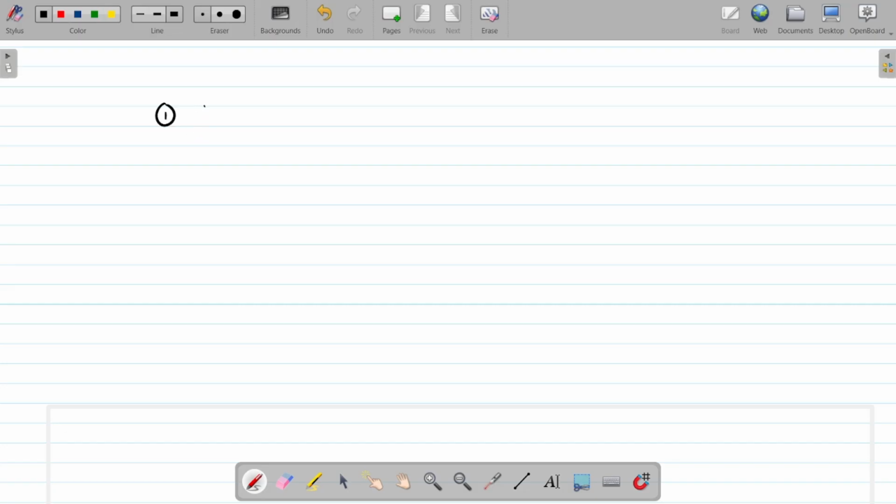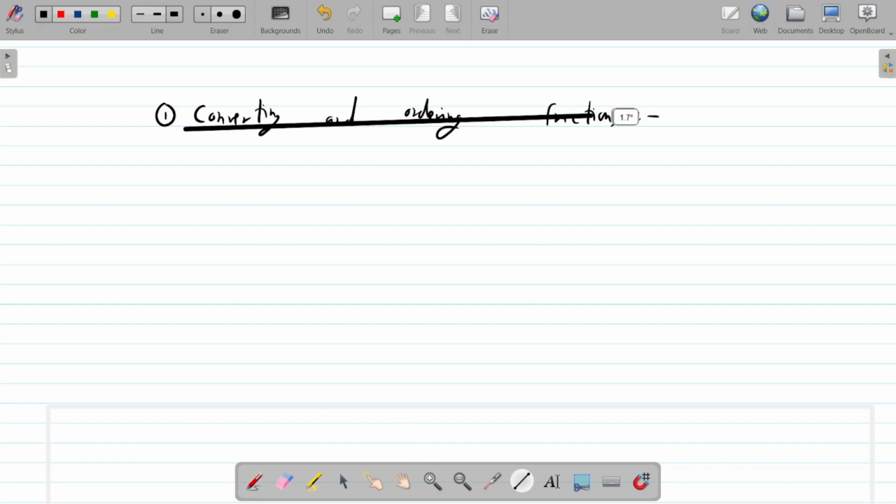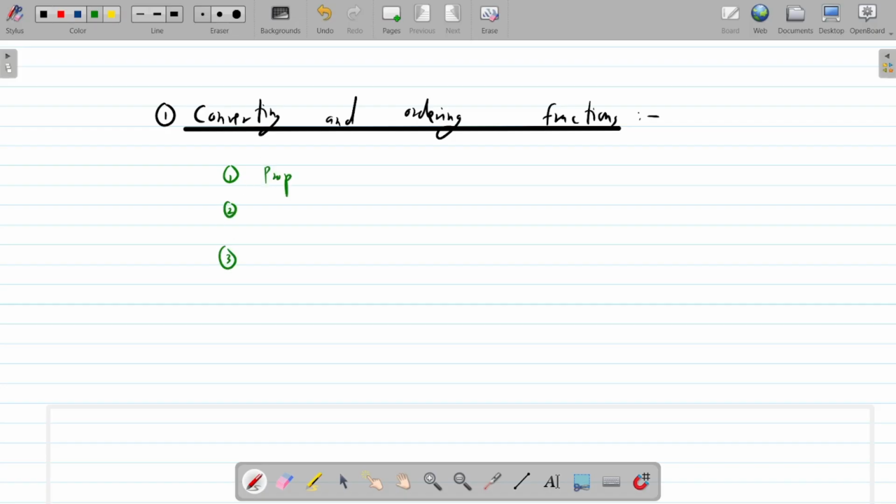So first one is converting fractions. Converting and ordering fractions. Okay, what does that mean? First of all, we have to learn that in fractions we have three different types of fractions. We have our proper fraction, we have our improper fraction, and we have our mixed fraction. We'll go over each of them.